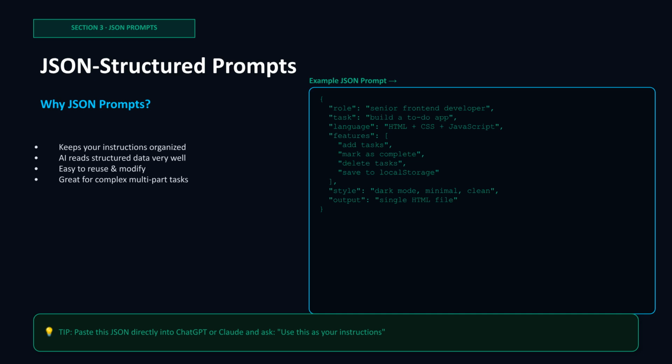results. Using JSON for your prompts is an excellent way to keep complex instructions organized. AI models process structured data exceptionally well, making it easier to reuse and modify your requests. It is a highly recommended practice for any multi-part development task.